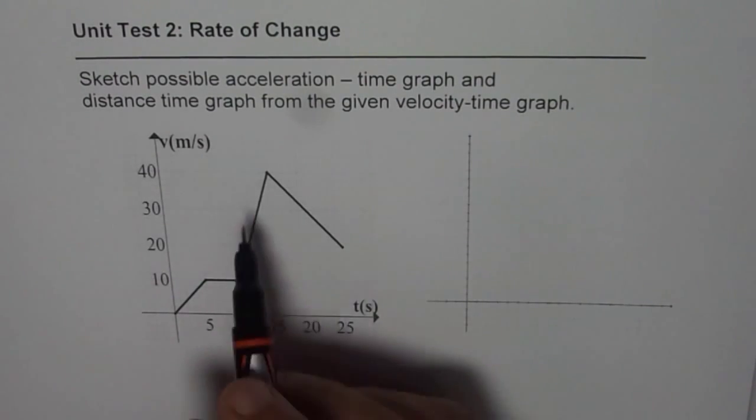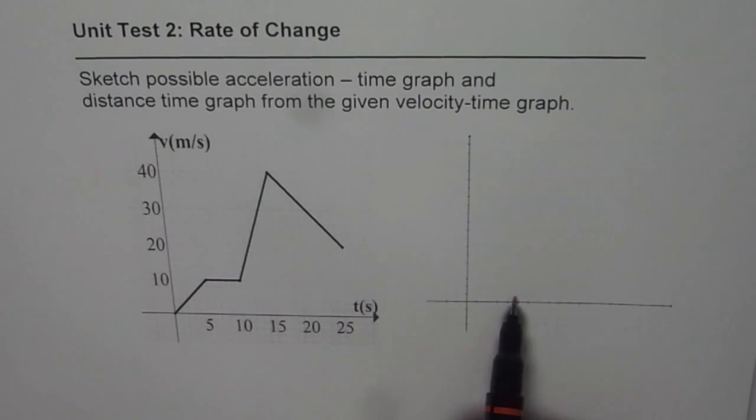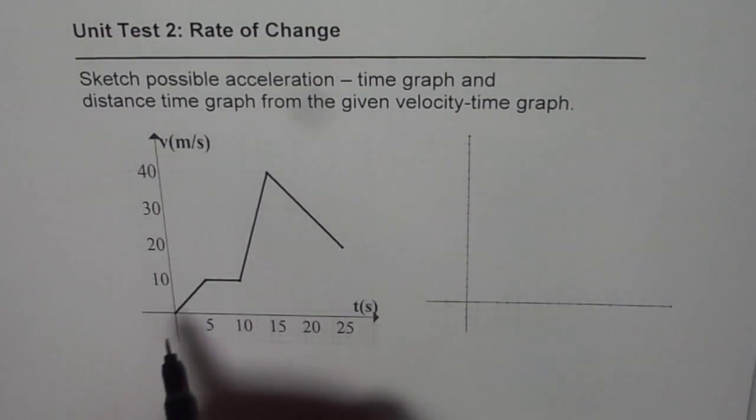Now here we are given a velocity time graph. From this, we need to make an acceleration time graph and displacement, right? I ran out of space and therefore I have only one additional graph here. So what I intend to do is draw the acceleration time graph on the same scale, but we'll change the vertical scale since units for acceleration are meters per second square.